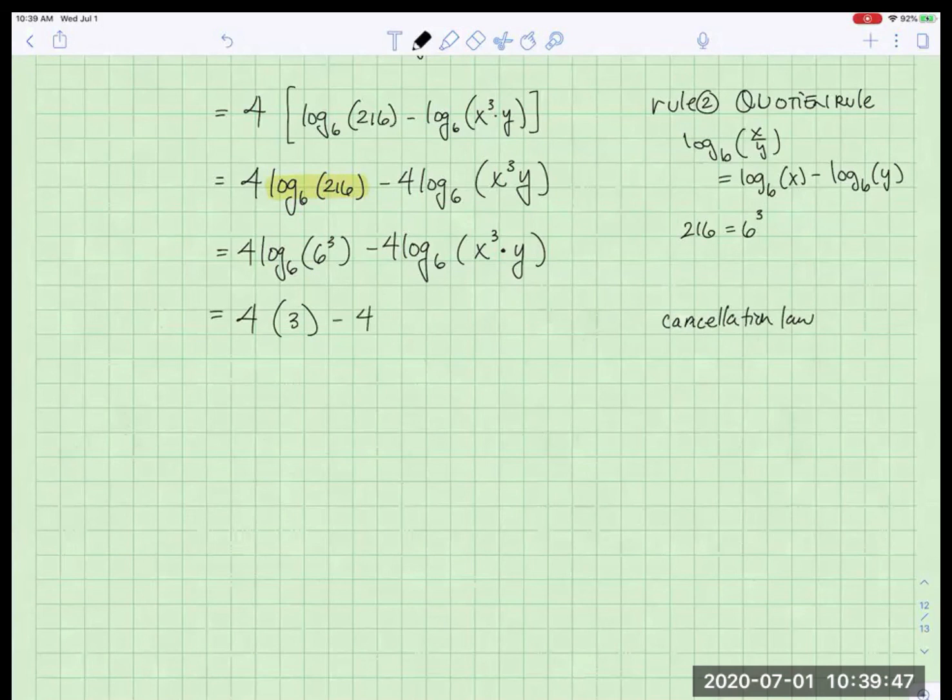And what's important here is, even though x cubed has a power of 3, I cannot use the power rule. I cannot take this 3 and bring it down as a coefficient in front and multiply here, because y is not also cubed. This is a product first and foremost. So this is log base 6 of x cubed plus log base 6 of y. So not only did I use the cancellation law number 1, but I also used the product rule.